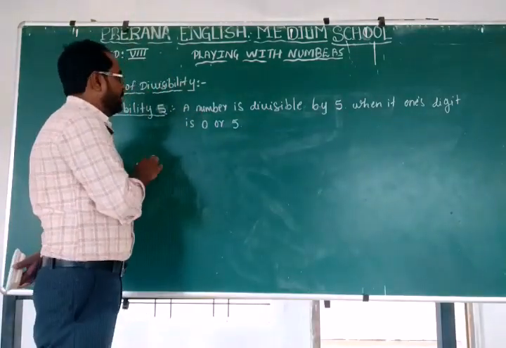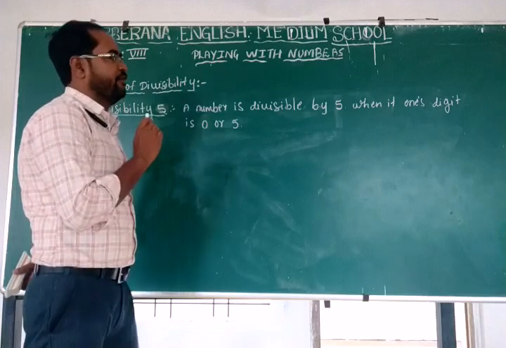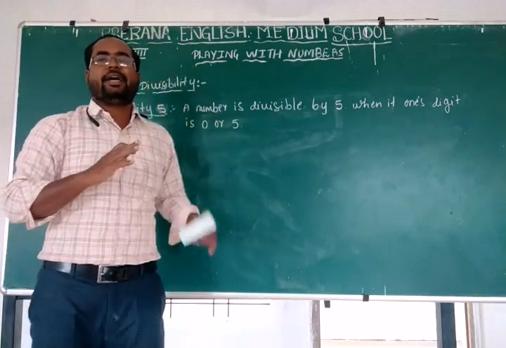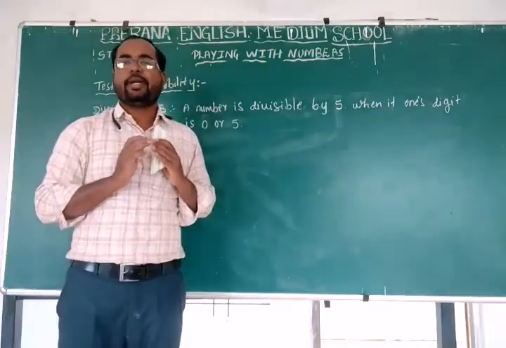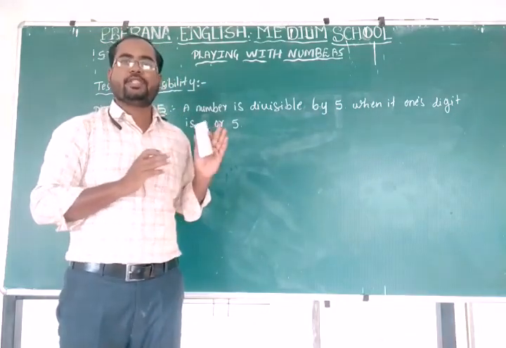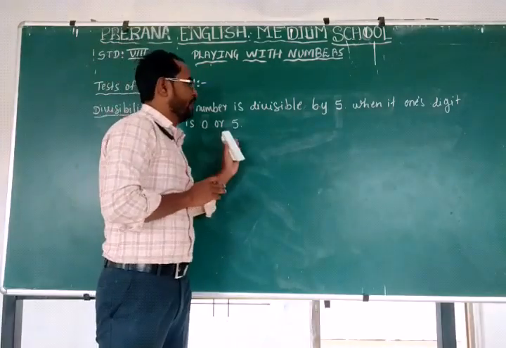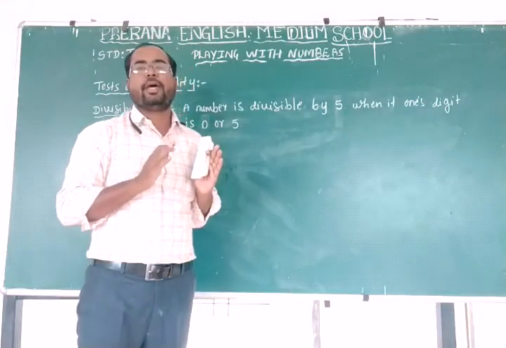Next, divisibility by 5. A number is divisible by 5 when its ones digit is 0 or 5. It is similar to the divisibility by 10. There, if the number ends with 0, it is divisible by 10. Here, if it ends with 0 or 5, then it is completely divisible by 5.